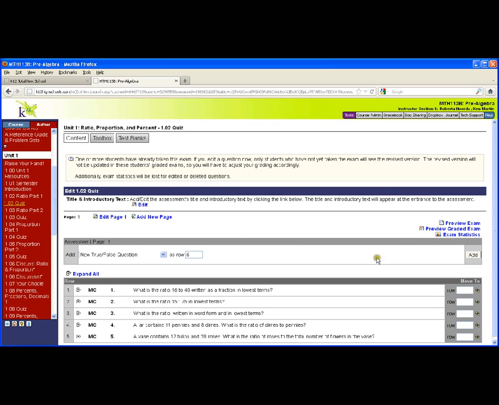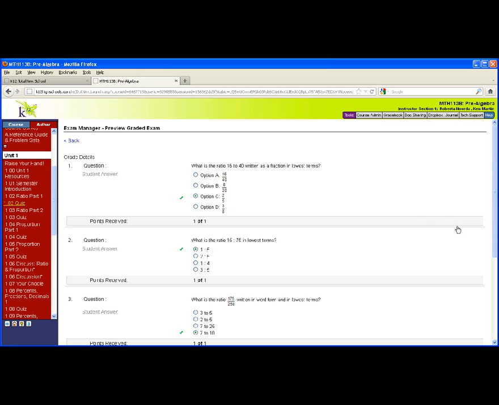I'm going to have to look in the author modes because you won't have this, but I'm going to preview the graded exam. What you're going to see is your answers. Now, if this was a red X, you'd be able to see the correct answers, and you could go through and see why you missed them.